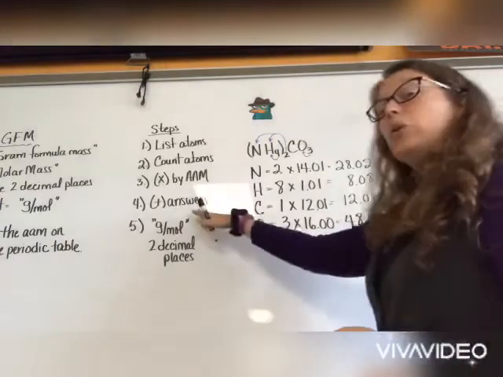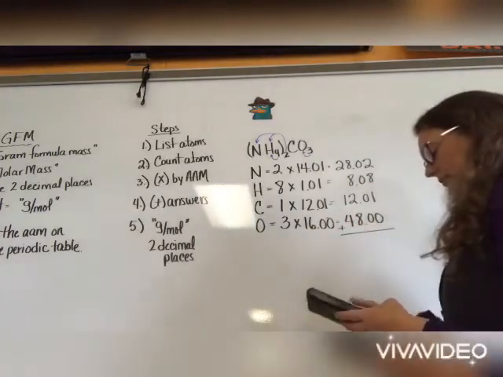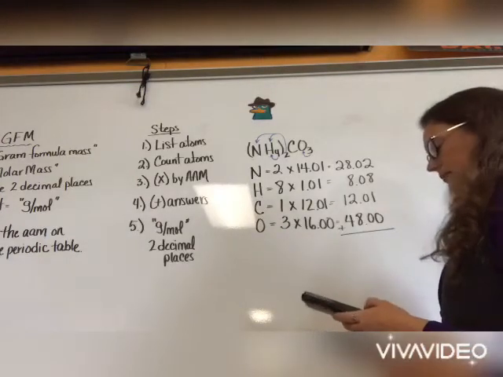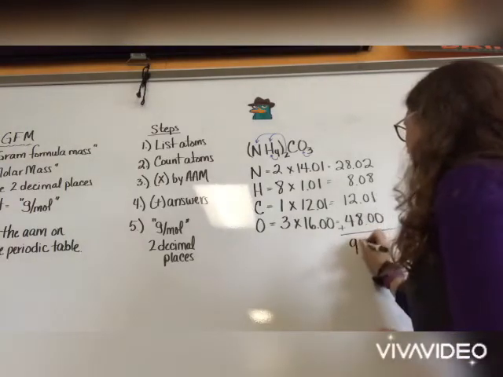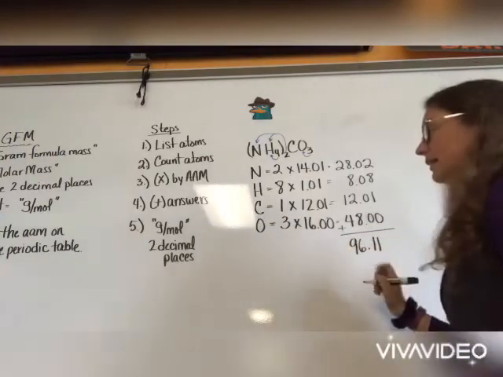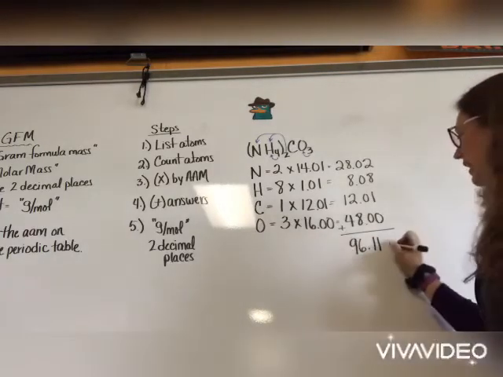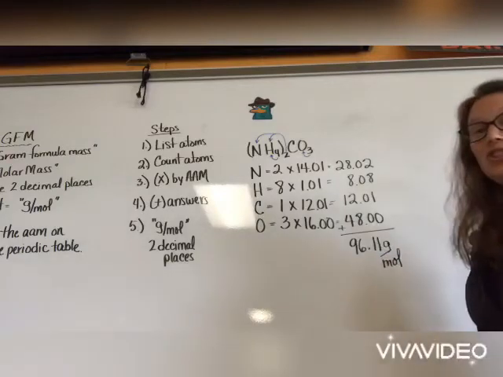For step 4, you're going to add up these answers. Our final answer here is 96.11, which is 2 decimal places, which is what we want, and we just need to add gram per mole. That is your GFM answer.